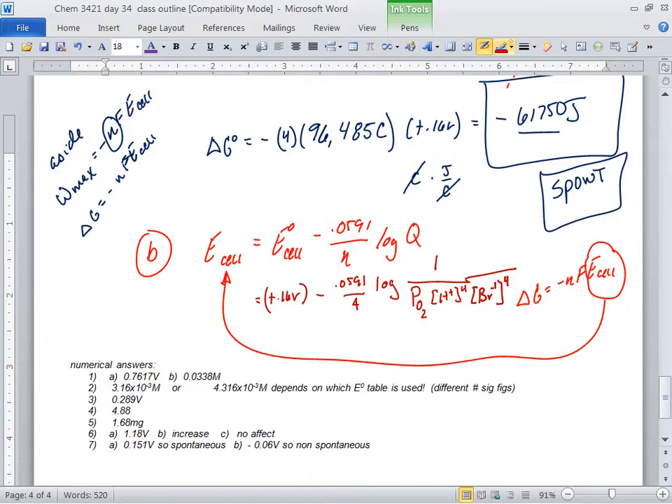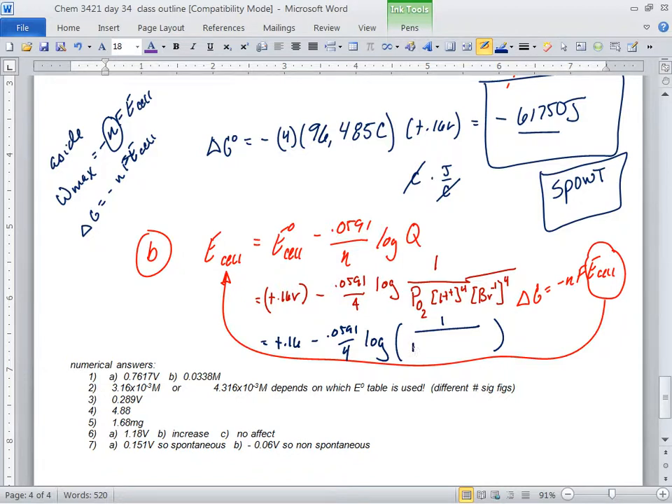So let's see if you remember what that's going to be. So my E cell is positive 0.16 minus 0.0591 all over 4 log of 1 divided by, okay, they only changed one thing. They changed hydrogen ion concentration. So everything else needs to be what? Standard, which is, for concentrations, 1 molar. For all gases, bonus points, he didn't say 1 atm, he said 1 bar. Yeah, so that's what everything is.